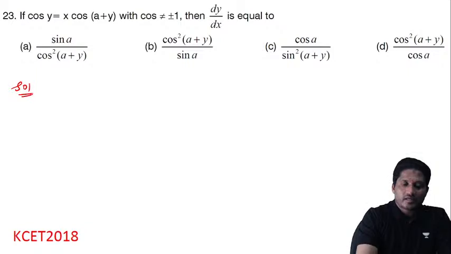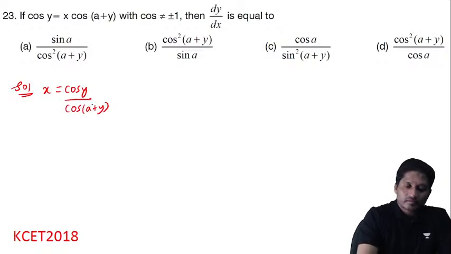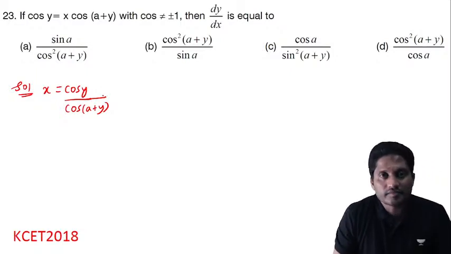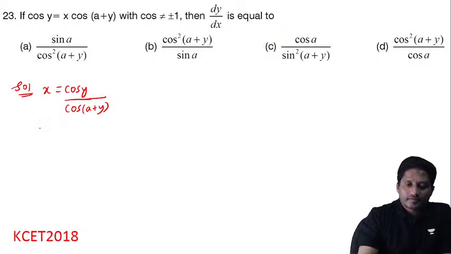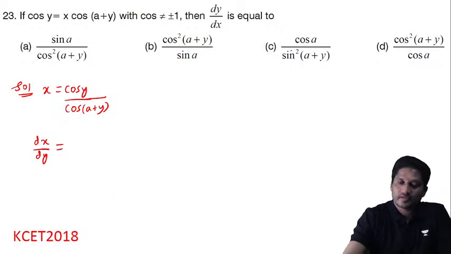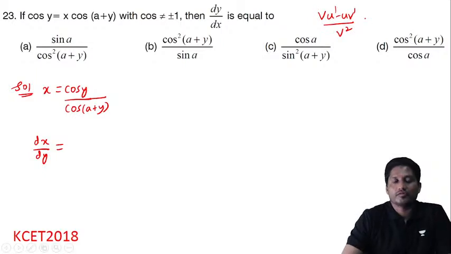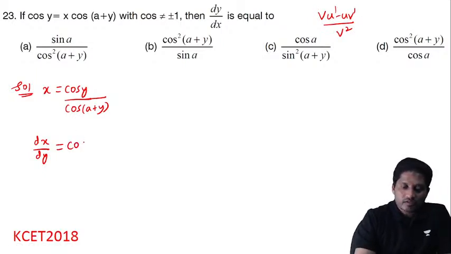I can write x is equal to cos y divided by cos of (a plus y). Okay, and then if I use the quotient rule, dx by dy is equal to differentiate with respect to y. Use u by v: v into u dash minus u into v dash by v square. I'm using the quotient rule, u by v. V is cos of (a plus y), and u dash, the differentiation of cos y, is minus sin y.